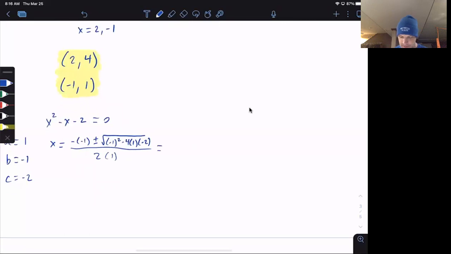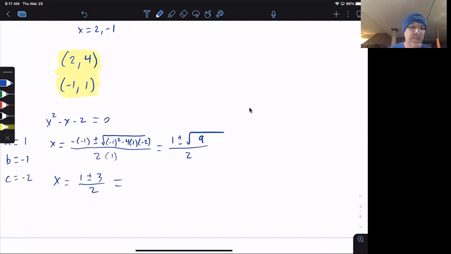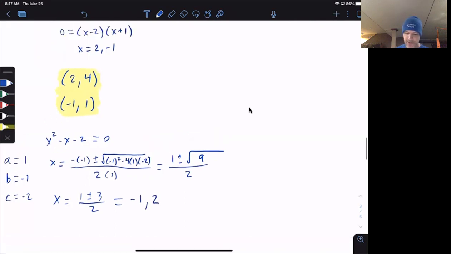Okay, that equals 1 plus or minus the square root of 1 plus 8, which is 9, over 2. So x equals 1 plus or minus 3 over 2, which equals 1 minus 3 is negative 2. Negative 2 divided by 2 is negative 1. 1 plus 3 is 4, and 4 divided by 2 is 2. And then you can see it's the same thing that we got up above, and then we have to plug them in to find the y's.